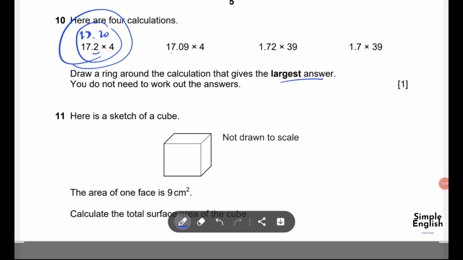Okay, here 11. Here is the sketch of the cube. You have the cube. The cube has 6 faces, right? 6 faces. The area of one face is 9 centimeters squared. So the total area of the cube is 6 times 9 equals 54.